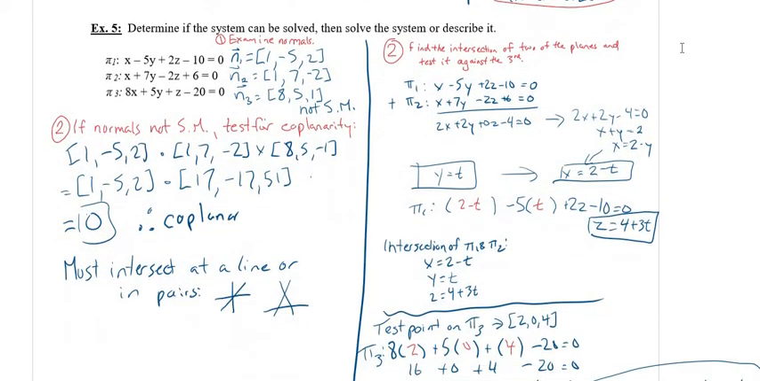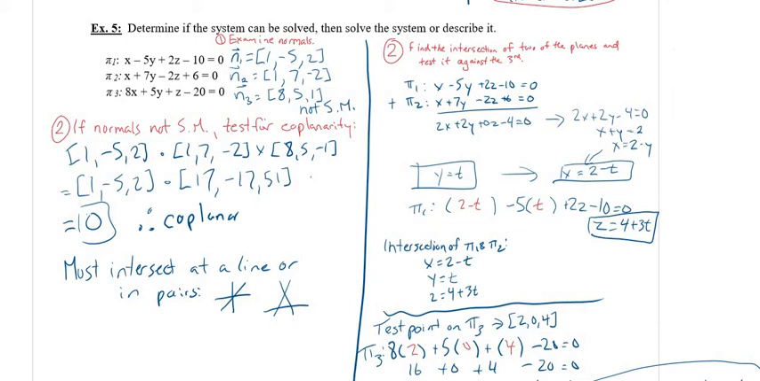Let's go on to problem 5. Again, it says determine if the system can be solved, then solve the system or describe it. So before we do anything, we're going to take our normals and write them out, and we're going to examine them a little bit. So in this case, we have 1, -5, 2; 1, 7, -2; and 8, 5, 1. In this case, we cannot find any scalar multiples in there, so they are not scalar multiples, which means that we have no parallel or coincident planes. So we've already eliminated 3 of the options. Now we have to start narrowing it down a little bit more.